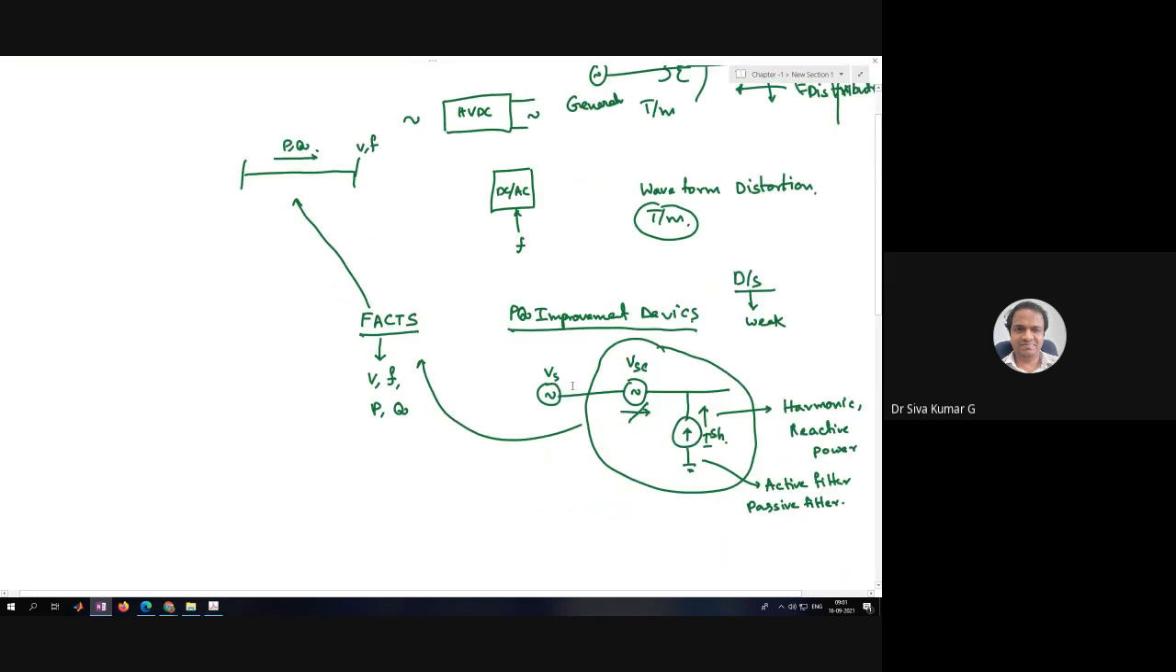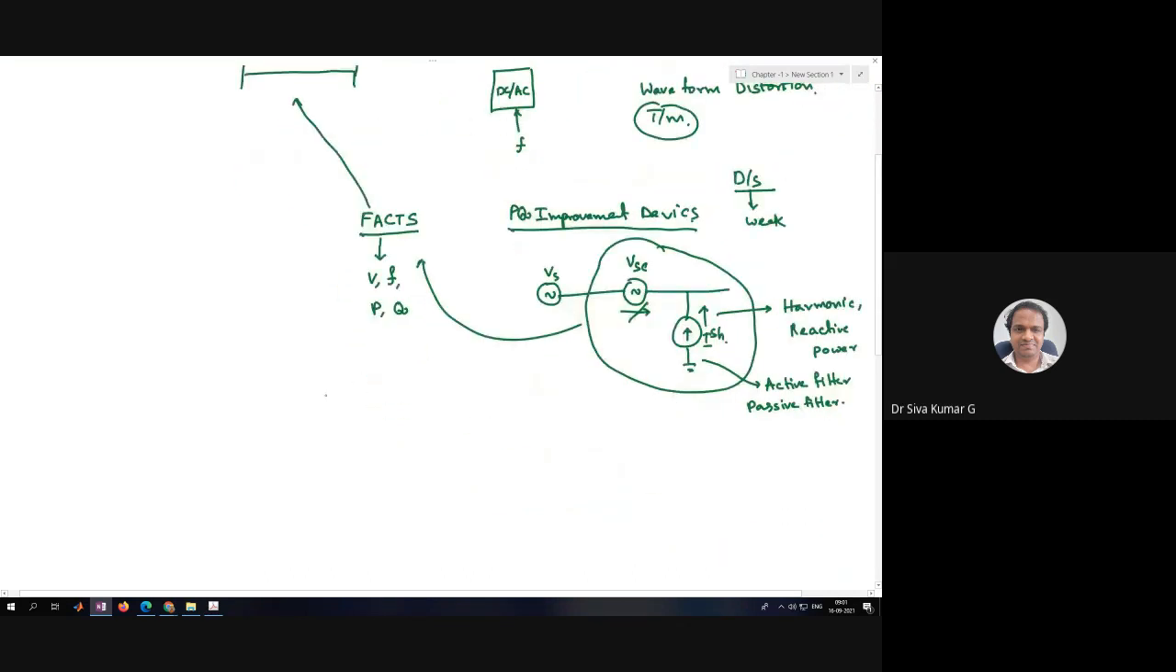Don't get confused: there will be a kind of series compensator in a FACTS device also, and the same device in a power quality improvement device also, but this functionality is different and that functionality is different. You have a shunt device also, a shunt compensator. The same thing we have in the power quality improvement device also.